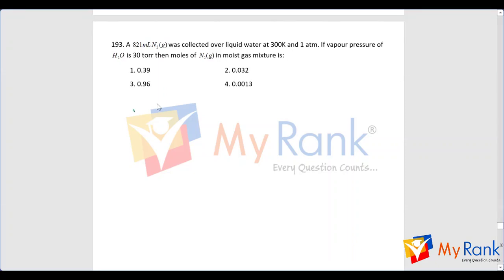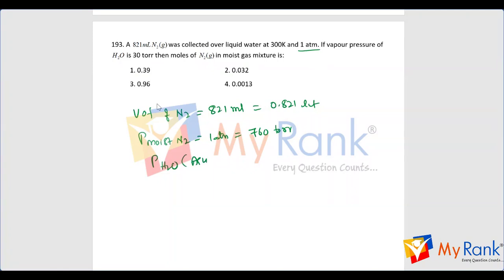So here, volume of nitrogen is 821 ml, which is equal to 0.821 liters. Pressure of moist nitrogen is 1 atmosphere, which is equal to 760 torr. Pressure of H2O, this is called aqueous tension. Aqueous tension is equal to 30 torr.